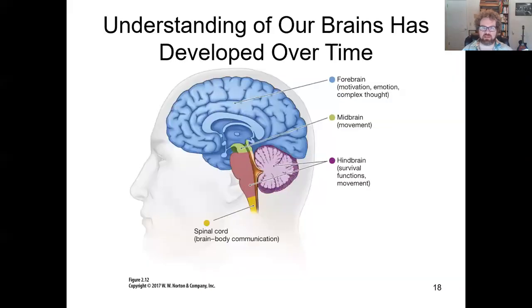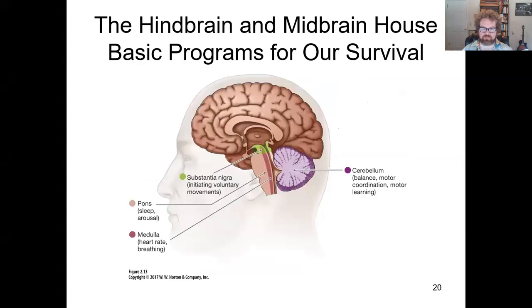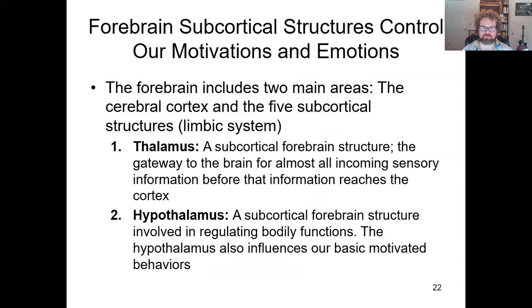All right, so let's take a look at the forebrain. As I was saying, the forebrain is comprised of two major areas, the cerebral cortex and the limbic system, which your textbook refers to as the five subcortical structures. But the most common parlance that you will hear is for those subcortical structures to be referred to as the limbic system by most neuroscientists.